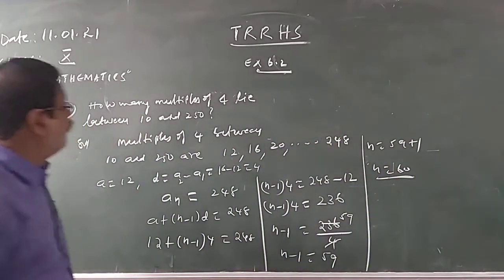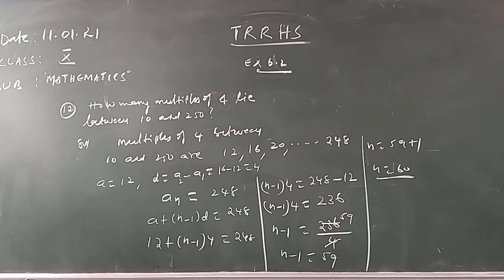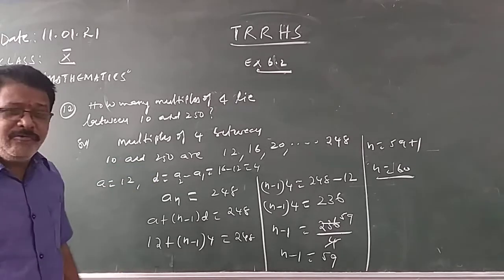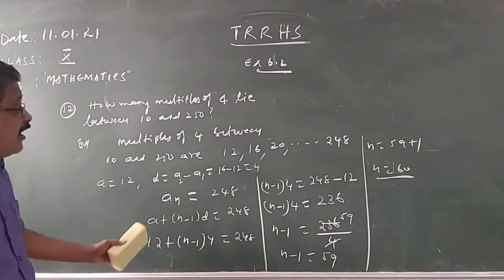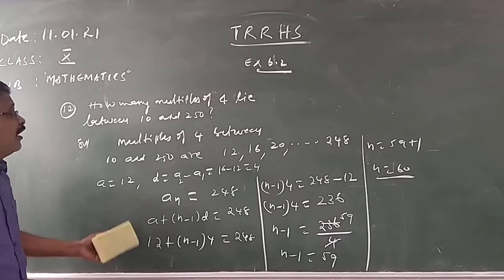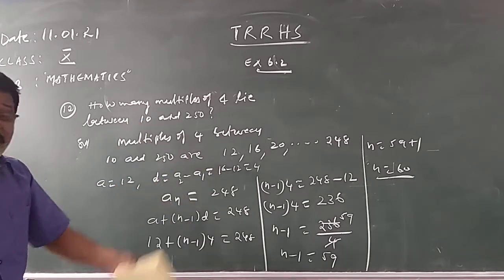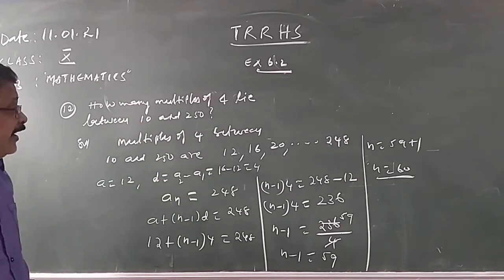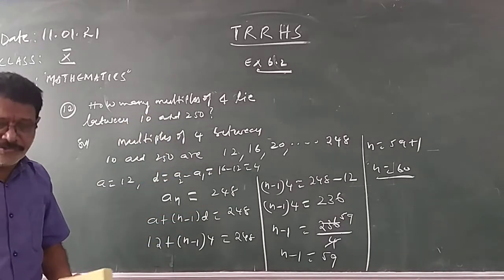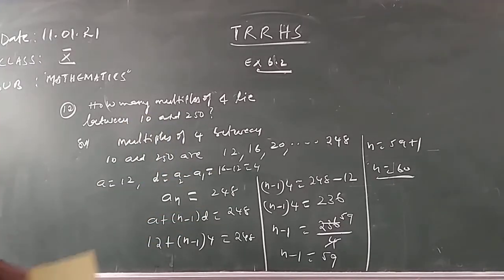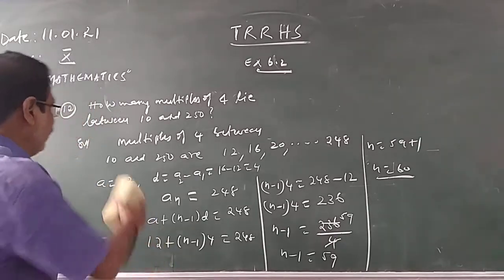So how many multiples of 4 lie between 10 and 250? 60 multiples. There are 60 multiples of 4 between 10 and 250. I hope you understood, children. Now I go for the next problem, the 13th problem.